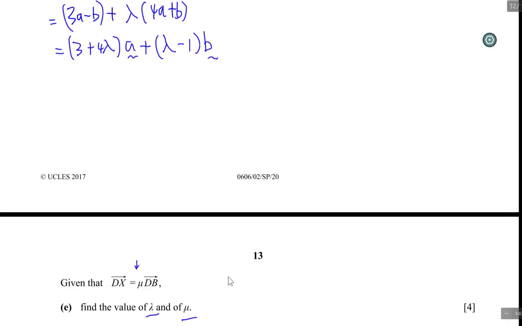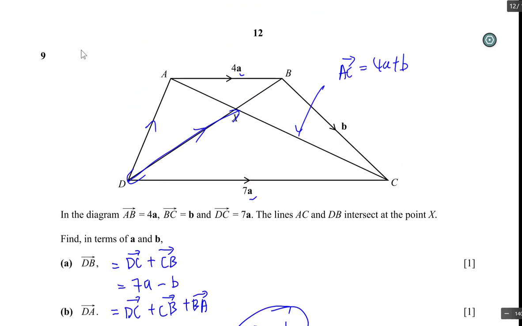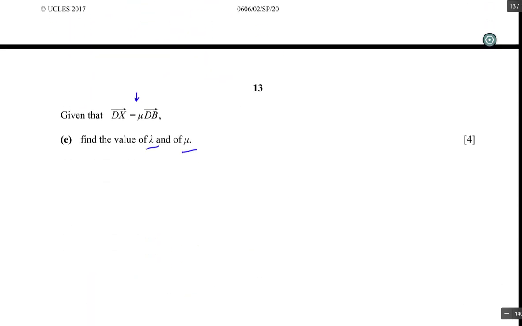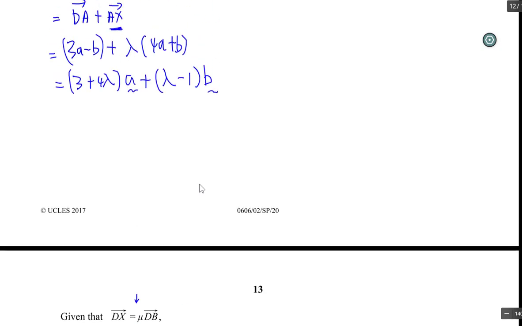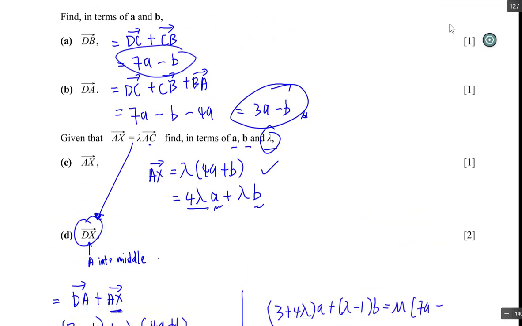So dx we have already solved. And is it possible for us to get db? D to b, yes, we have already. db is 7a minus b. Nice. So I copy down the dx, alright? So, let me do it here. 3 plus 4 lambda a plus lambda minus 1 b equals m db, 7a minus b. Yeah, 7a minus b.